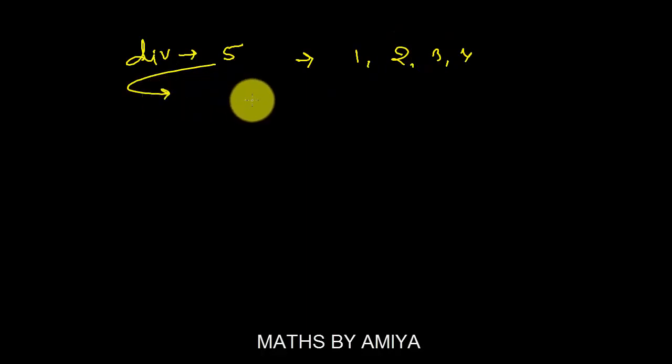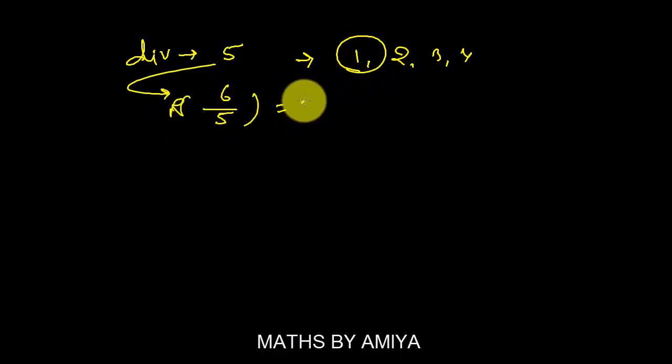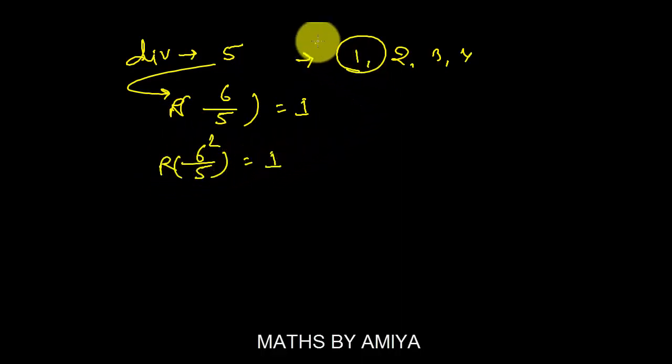Take divisor as 5. So our remainder options are 1, 2, 3, 4 if 5 divides another number which is co-prime. If we take 1 as a remainder, say 6 divided by 5, what is the remainder? The remainder is 1. What is 6 squared divided by 5? The remainder is again 1. So when your first remainder is 1, the remainder for every consecutive power is always 1. So we generally ignore 1 when we find the cyclicity.